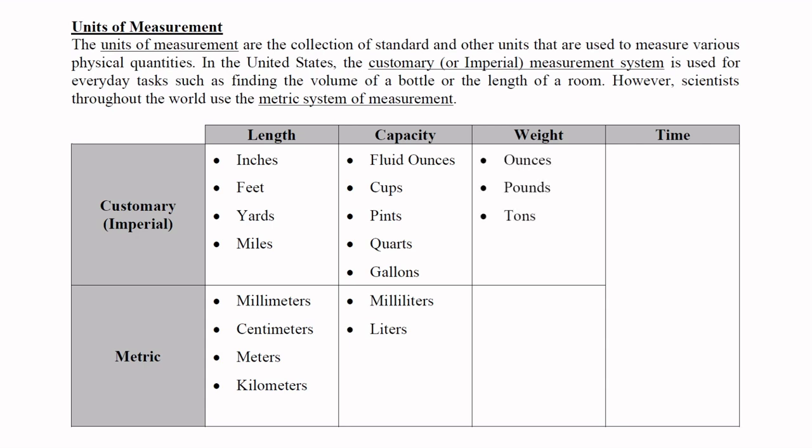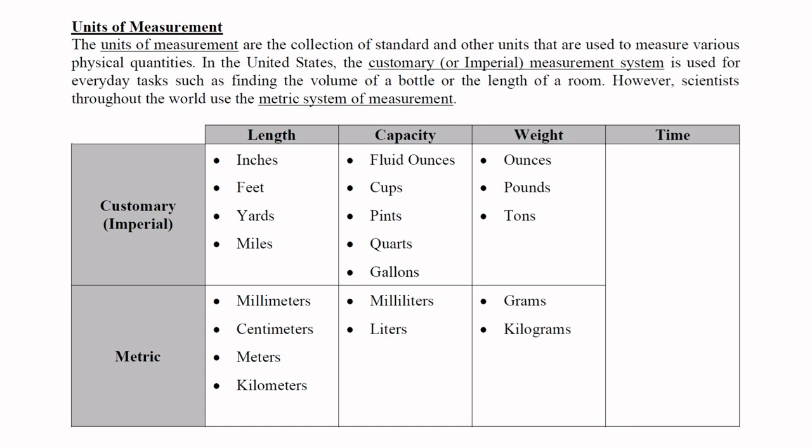For weight, in the customary or imperial system, we use ounces, pounds, and tons. Okay, you go and weigh yourself, and you can find out how many pounds you weigh. But in the metric system, we use grams or kilograms.